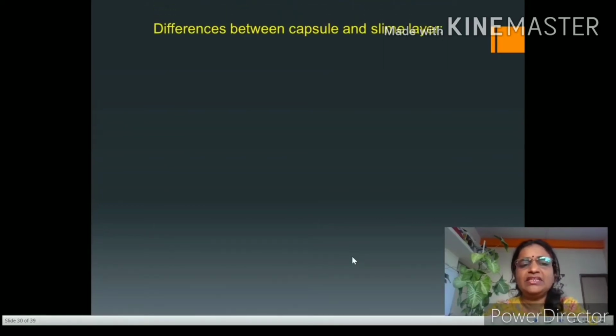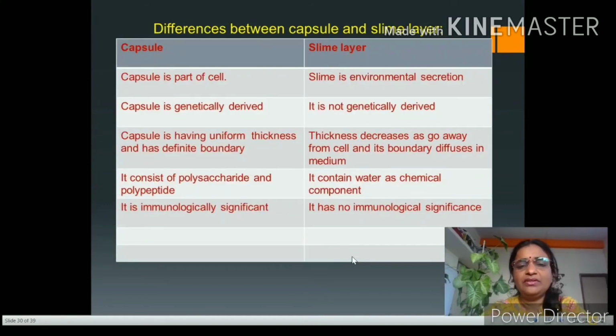Now let us see the differences between capsule and slime layer. These are a few differentiating points. As I told, the capsule is a part of the cell. Slime layers are an environmental secretion and not a part of the cell. Second, the capsule is genetically derived. There is a capsular gene which governs the synthesis of the capsule. In the case of slime layer, it is not genetically derived. There is no gene for the expression of slime layer.